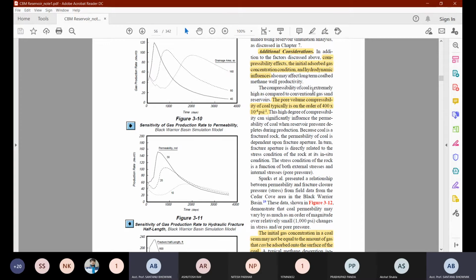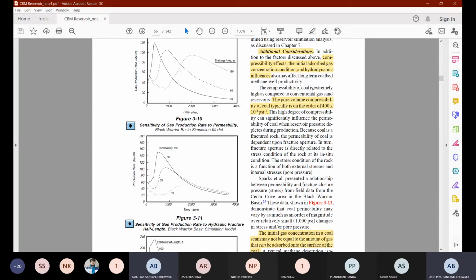As you can see, the pore volume compressibility of the coal. Pore volume compressibility, you understand, is related to the pore volume inside the coal matrix, not the total solid coal outside. It is the inside pore volume compressibility. That means if you apply pressure or stress, the pore volume is going to change in this fashion, per psi of pressure.